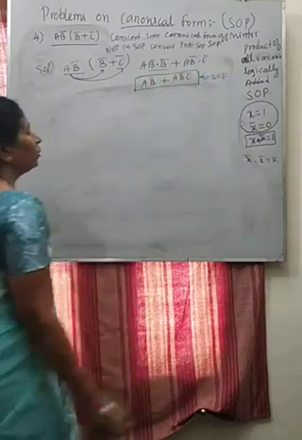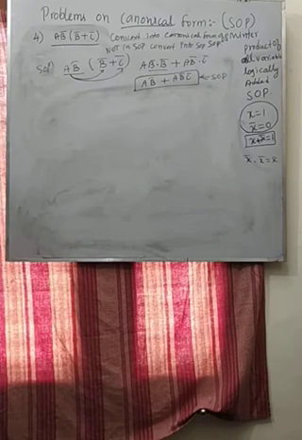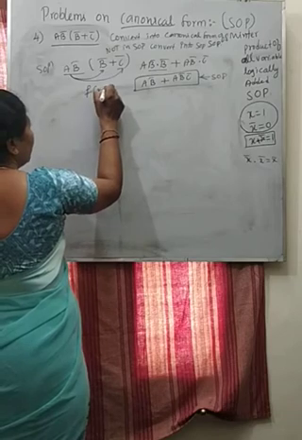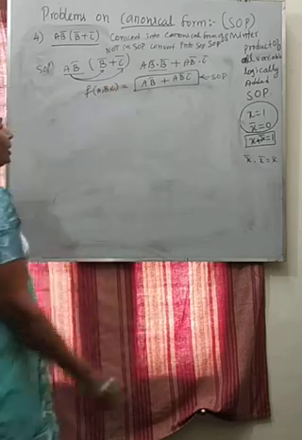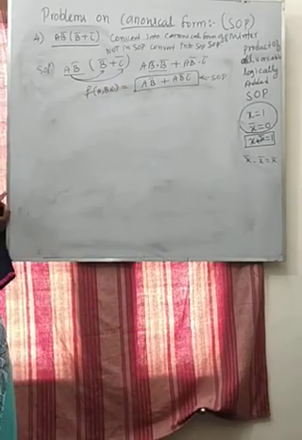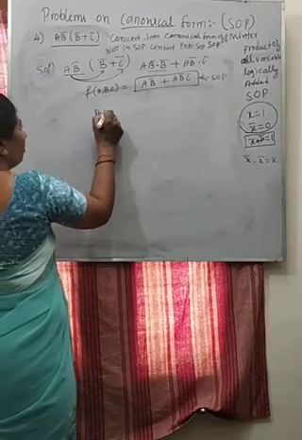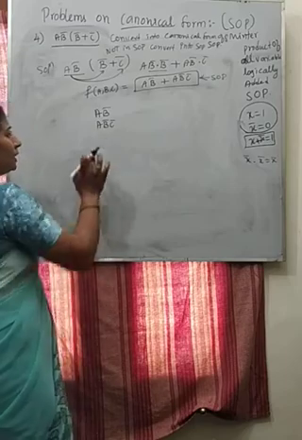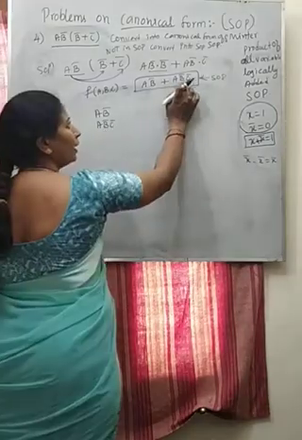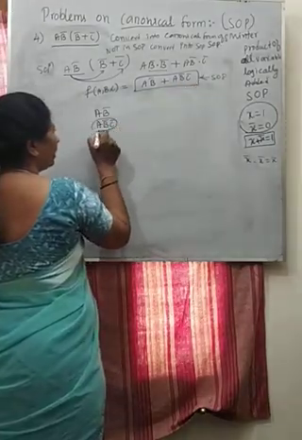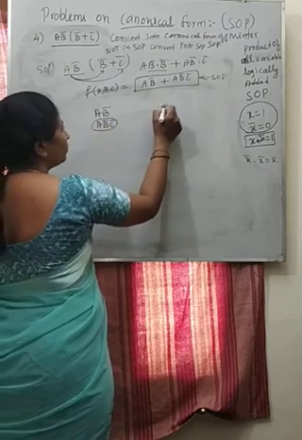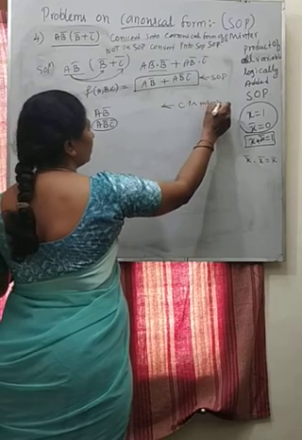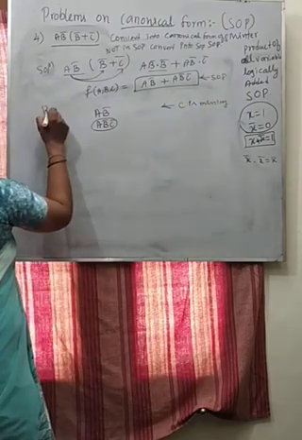Now you apply your canonical representation. How many variables are there? A, B, C. There are three variables. The first term is AB complement. The second term is AB complement C complement. That means in the second term, all the variables are there. Only in the first term, the C variable is missing. Only C is missing. Apply your rule 1.